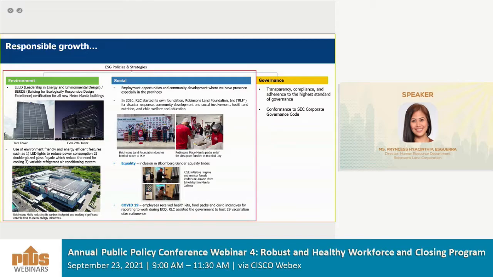Equality, we are included in the Bloomberg Gender Equality Index, and one of the examples is the RISE initiative in Crowne Plaza and Holiday Inn Manila Galleria, which inspires and mentors female leaders, such that by having balanced representation of female leadership, we also promote inclusivity and diversity in perspective and ensure that recognition is spread across the workplace.